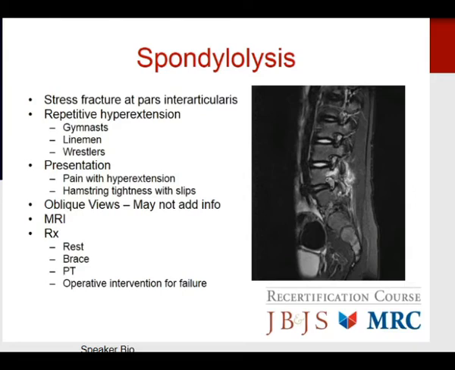The mainstay of treatment is rest and activity modification. Physical therapy for core strengthening is also utilized, and operative intervention is reserved for failure of extensive medical management and non-operative treatment.